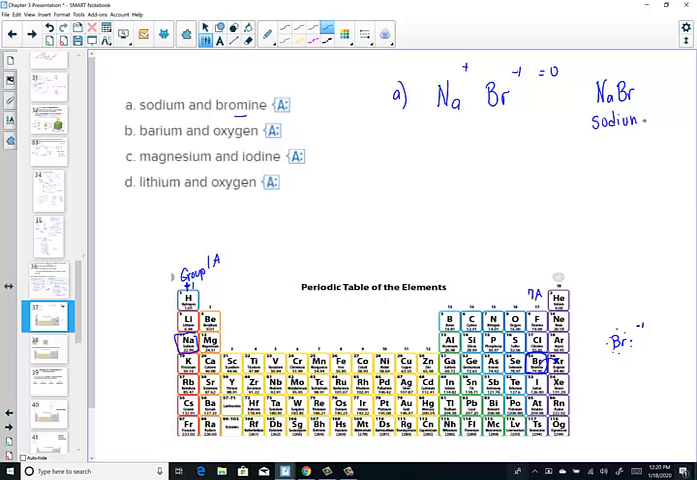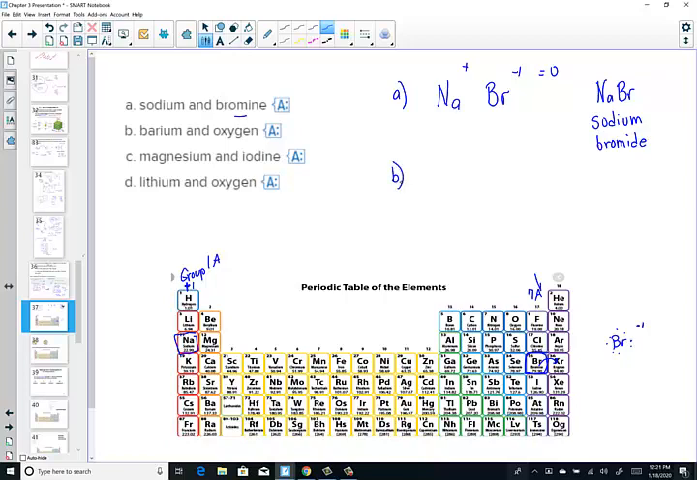We say the name of the first element just as it is off the periodic table. We say the name of the last element and end it with "ide." This becomes sodium bromide, NaBr. Should we try the next together?